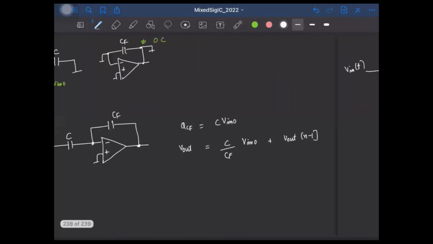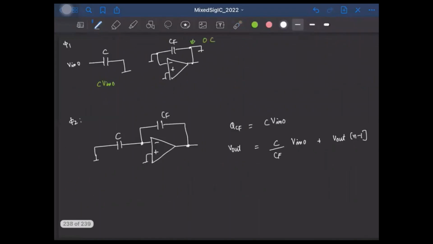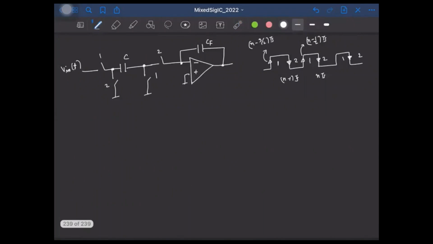Okay. And if we look at the difference equation we want, we can see that we are interested in the output samples at nTs, right? So what we need to do to get the output samples is sample the op-amp output during the phase phi 1 so that we get the output values at these time instants, right? And this is what will give us our discrete time output Vout of n. So let's quickly analyze and check that we get the required output.